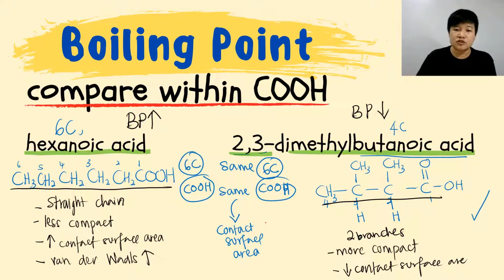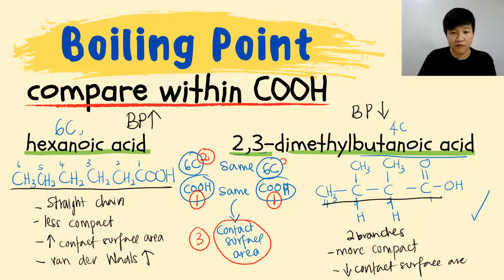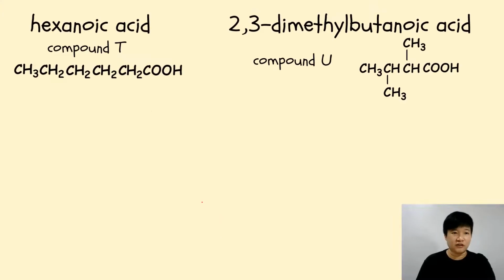Okay? So make sure you know when can we discuss the third factor over here is when your first factor is the same. Your second factor, the number of carbon, also is the same. Then only we move on to the third factor. Okay? Let's look at my complete explanation of this. My hexanoic acid right now is a compound T. My 2,3-dimethylbutanoic acid is a compound U in this case.